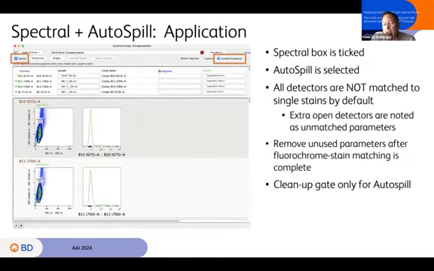All right, so to actually put this to use in FlowJo, if you're doing spectral, and we'll go with that use case since this is the how-to-do-spectral talk, check the spectral box. That is the only difference in FlowJo between spectral and non in terms of setting up how the algorithm will work. Just check the box to turn it on.